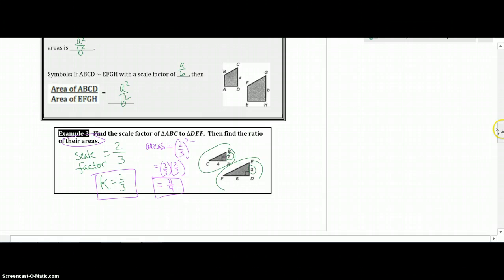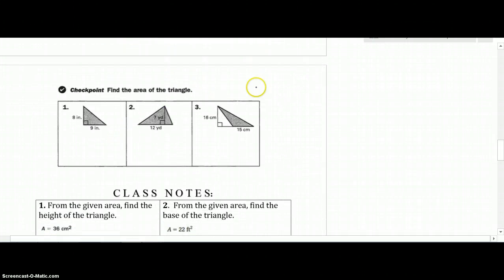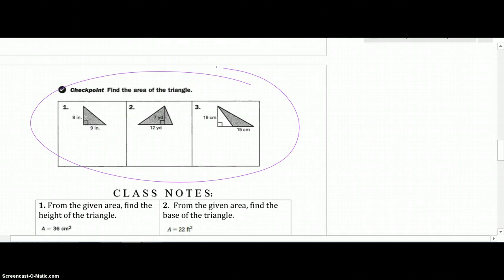So then what is the ratio of their areas? Well, we need to square that, so it would be 2/3 squared. And again, when you square something, that's 2/3 times 2/3, it's just multiplying it by itself. And when you do that, you multiply straight across and you get 4/9. This is the ratio of their sides. This is the ratio of their areas. Checkpoint. 1, 2, 3. That's what you're responsible for.